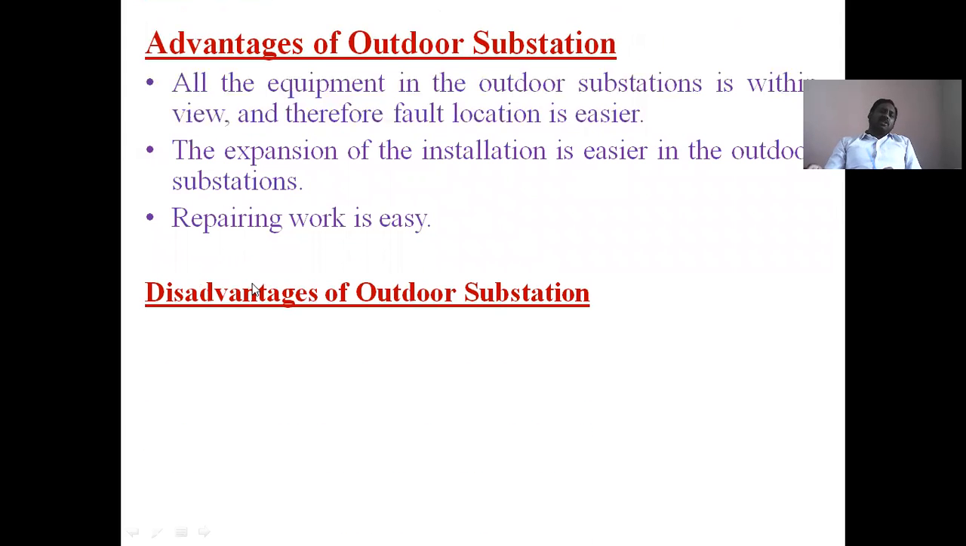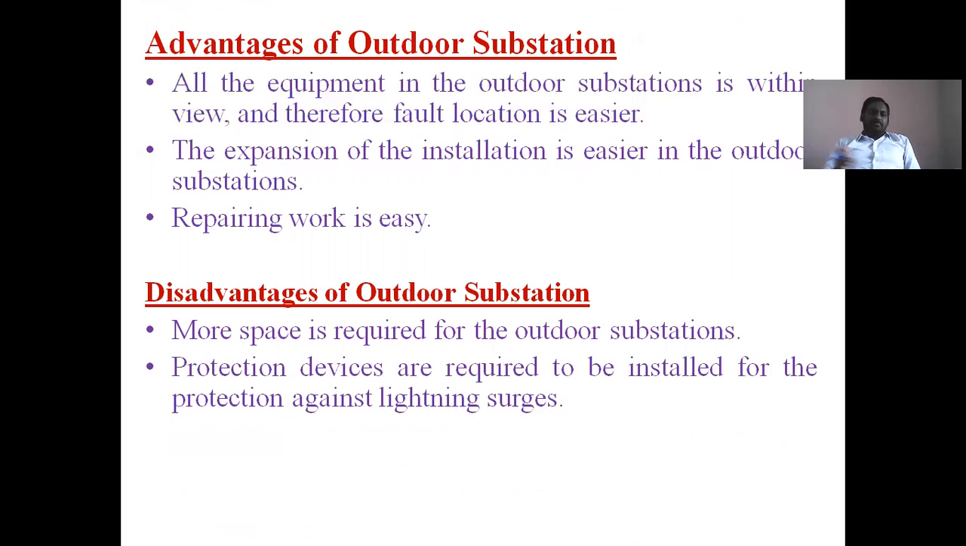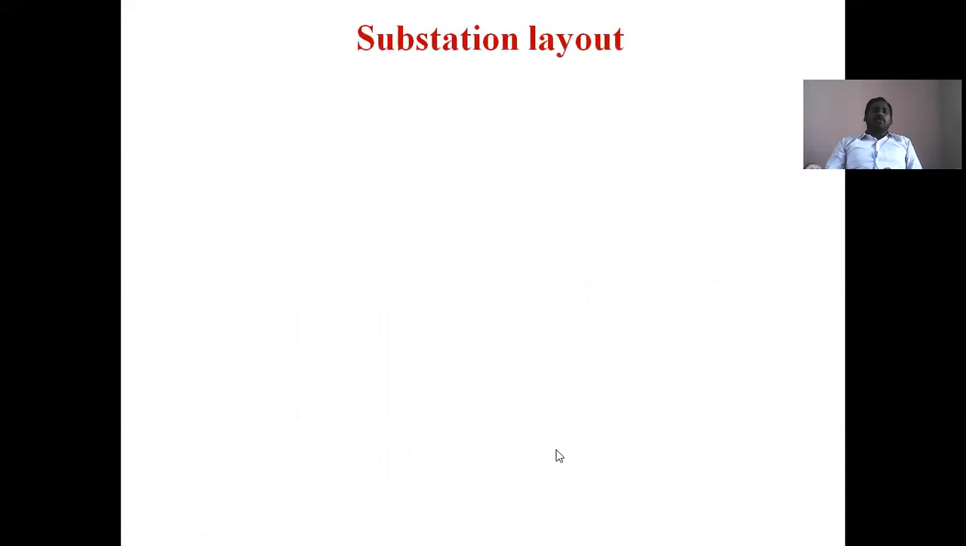And disadvantages are also there for the outdoor substation. More space is required for the outdoor substation. That's why the availability of land is difficult and the cost is also more. Protection devices are required to be installed for protection against lightning surges, because they are not indoor, they are outdoor, free from a closed system. They are in the environment. That's why they are insecure against natural threats. The length of the control cables increases, which increases the cost of the substation. That's it. So next we go to the substation layout.